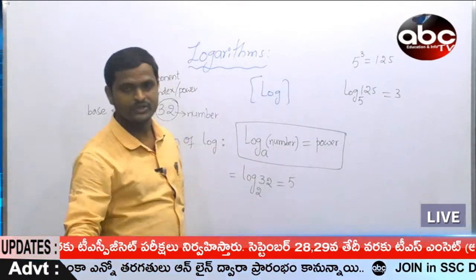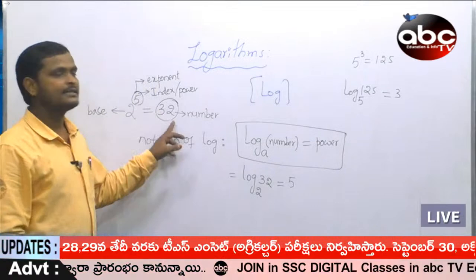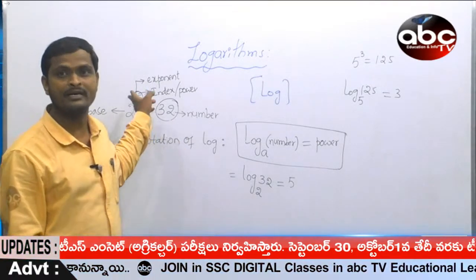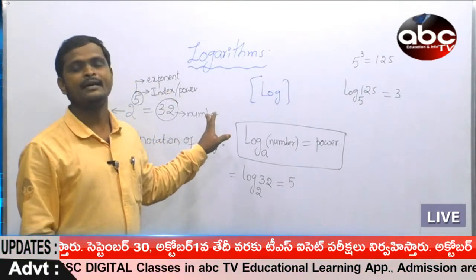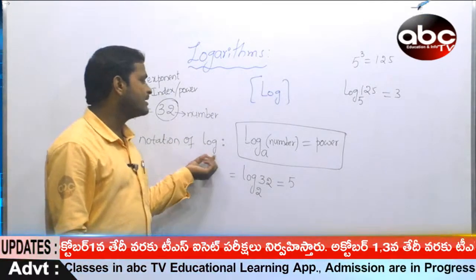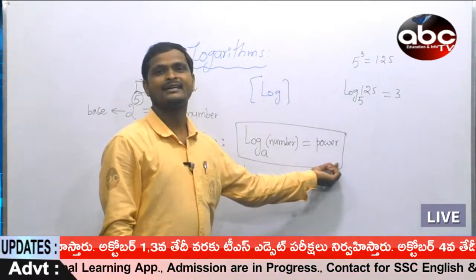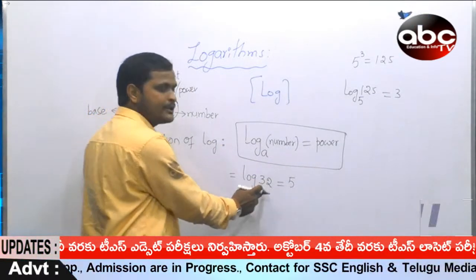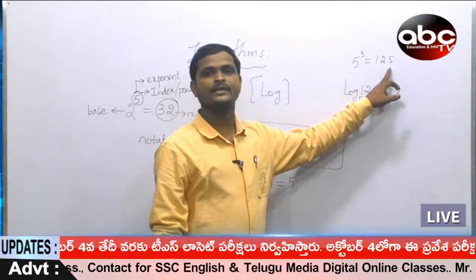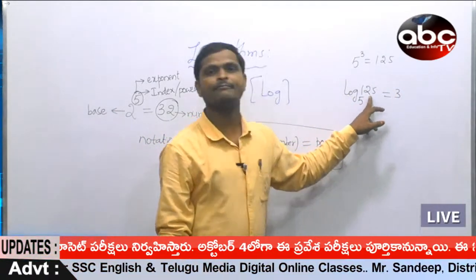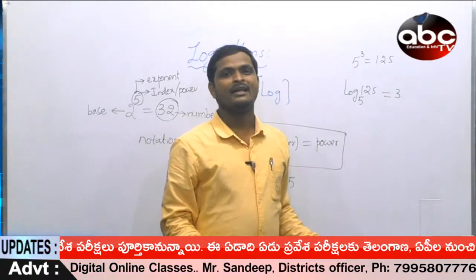Right? So students, observe here, very simple. You can take any number. 2 power 5 is 32. Then 2 is called the base, 5 is called the exponent, index or power, and 32 is the number. Then notation of log: log to the base of any number, number is equal to the power. Is it clear? Then log 32 base 2 is equal to 5. Okay, similarly 5 cube is equal to 125. Then log 125 base 5 is equal to 3. Is it clear students? Very simple.